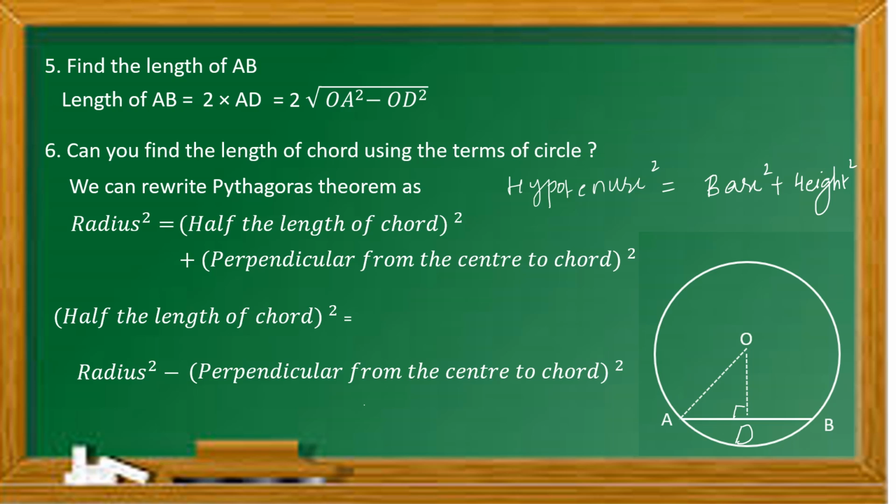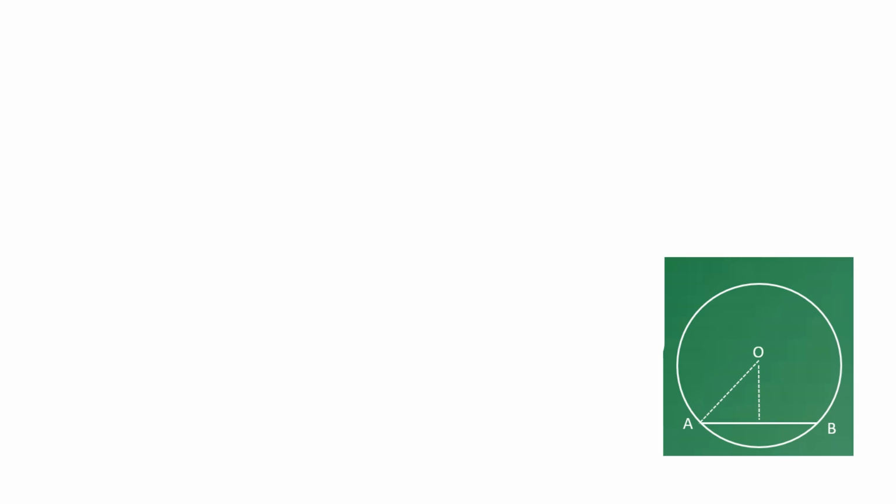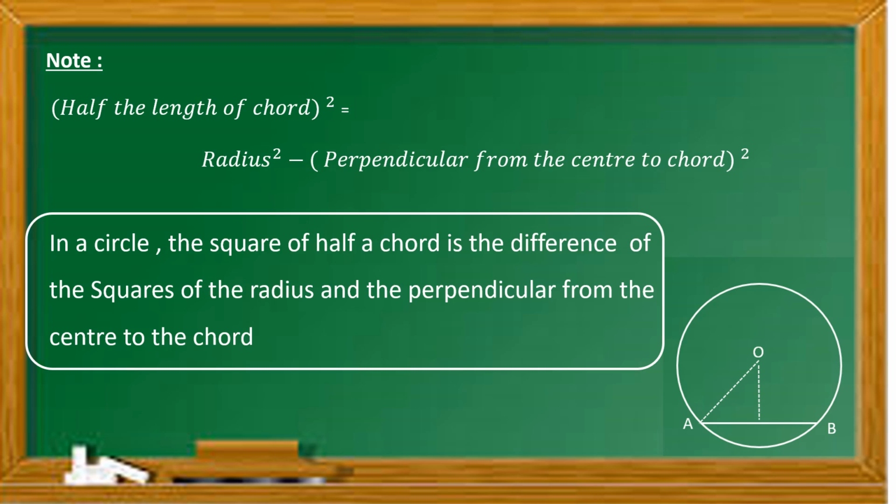So from now onwards, in order to find the length of a chord, we do not use Pythagoras theorem. We use this formula. So all of you draw this picture and write the note as half the length of chord square equal to radius square minus perpendicular from the center to chord the whole square. In words, write it as in a circle, the square of half a chord, that is half the length of chord square, is the difference of squares of the radius and the perpendicular from the center to the chord.